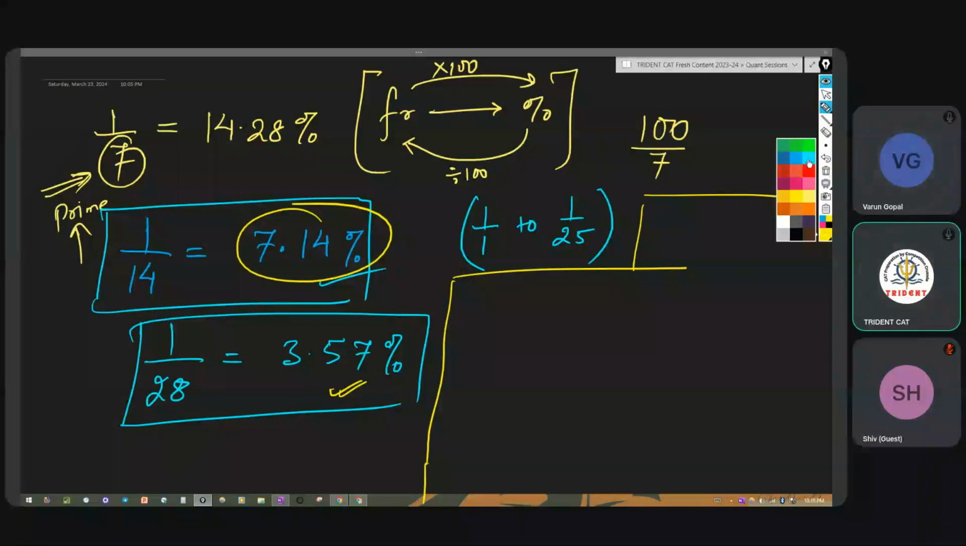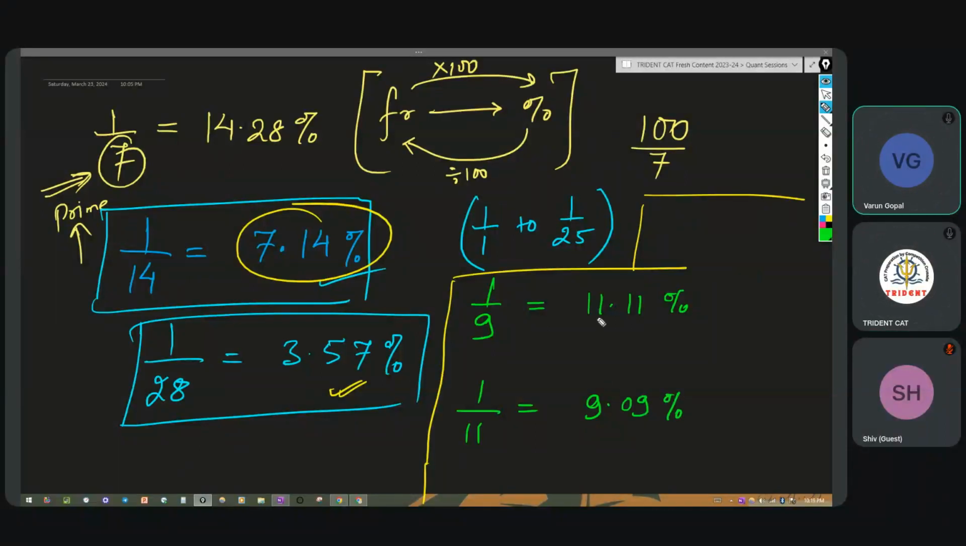For example, 1 by 9 and 1 by 11. They are completely unrelated. But if you remember one, the other you can also remember very quickly. So 1 upon 9, you should remember, is 11.11 percentage. And 1 upon 11 is nothing but 9.09 percentage.